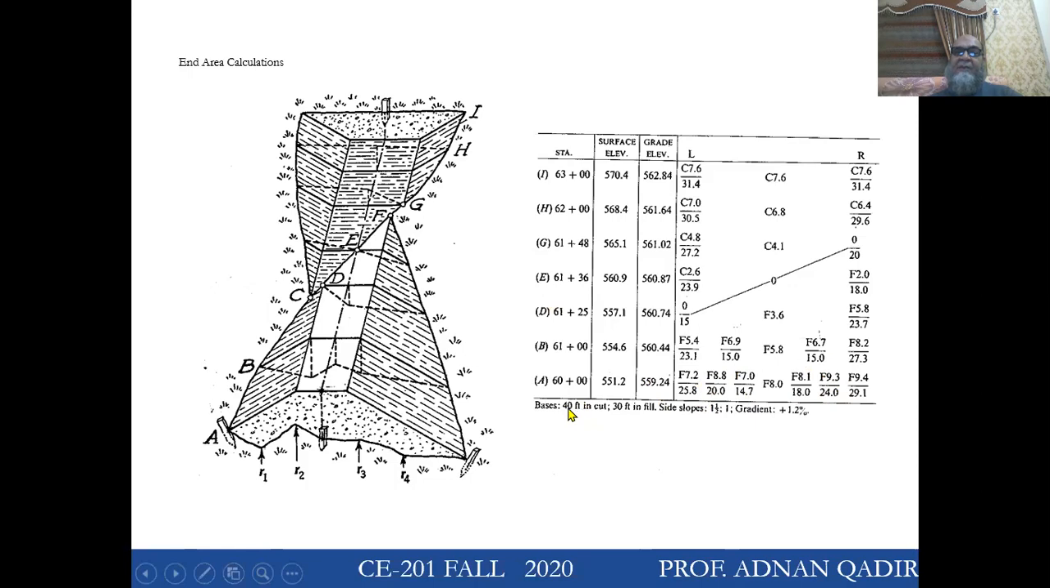So we have a base width B as 40 feet. In the cut section we take B as 40, in the fill section we take B as 30. There is a side slope S of 1.5:1 and the gradient is 1.2%. Gradient means the slope is increasing at the rate of 1.2% along the height.